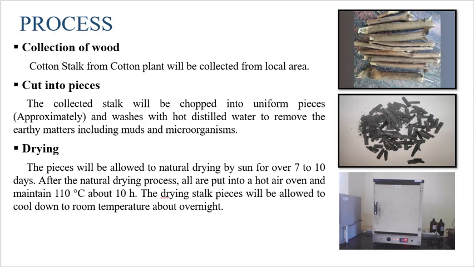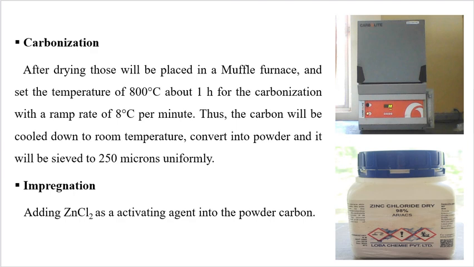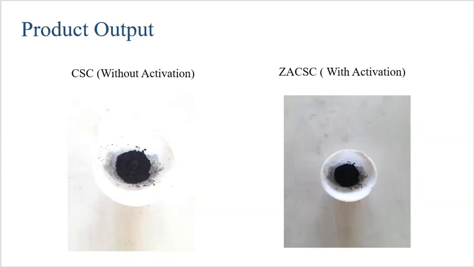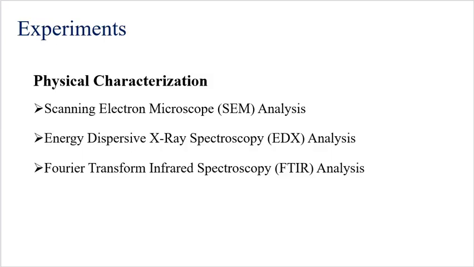So the process of the method is, first of all, collect the wood and cut it into pieces, and let it dry in the hot air oven at 110 degrees Celsius for 10 hours. The carbonization process is held in the muffle furnace at 800 degrees Celsius for about 1 hour, and the impregnation process is done using zinc chloride. The activation process is done in the muffle furnace at 800 degrees Celsius for about 1 hour, and after that it is cooled to room temperature. The excess zinc chloride is removed using distilled water, and these are the final products: cotton stalk carbon and zinc chloride activated cotton stalk carbon.